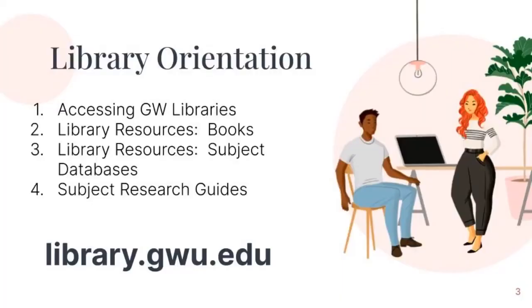This virtual library orientation is divided into 4 sections. Section 1 provides an overview of accessing GW libraries, both on campus and online. Section 2 describes all you need to know about finding library books for your coursework. Section 3 helps you to access and use the subject databases in the field of education. Section 4 explains a time-saving research tool we call Subject Research Guides.